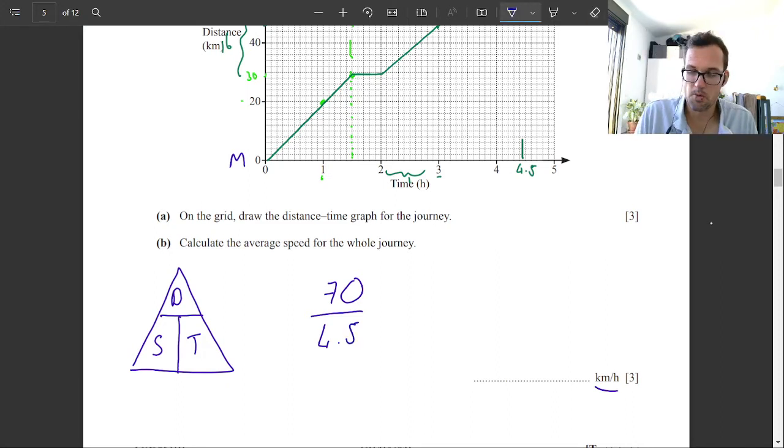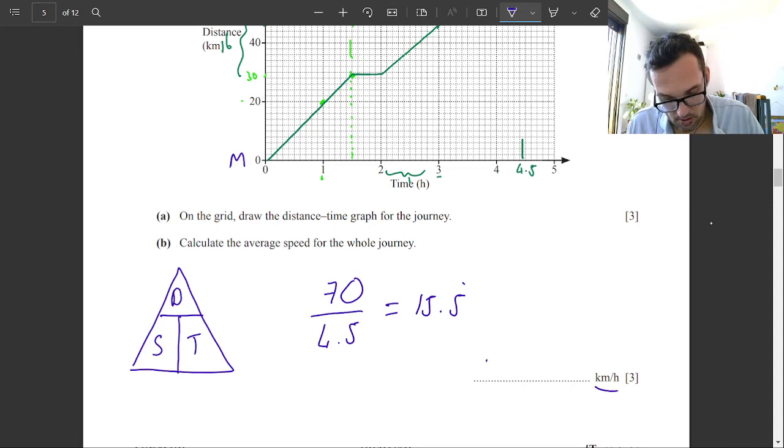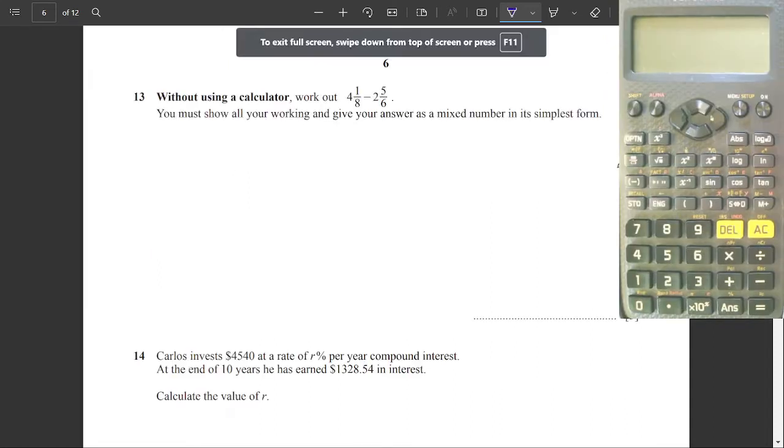People make these mistakes. Okay, 70 divided by 4.5 gives us 15.5 recurring. Rounded to 3 significant figures is 15.6 kilometers per hour. Done it.